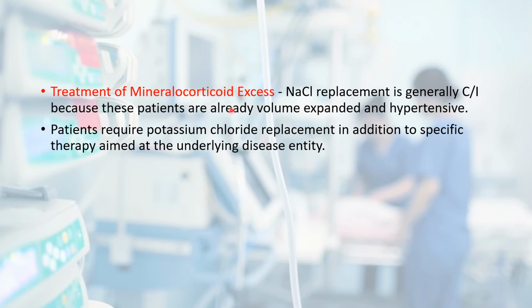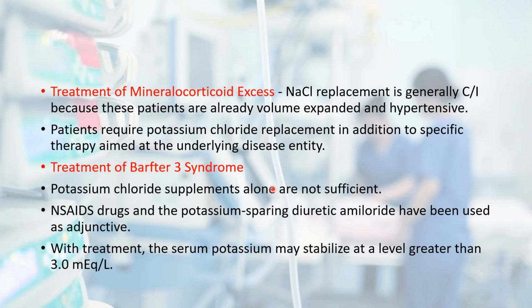In conditions like mineralocorticoid excess, sodium chloride replacement is generally contraindicated because these patients are already volume expanded and hypertensive. Such patients require KCl replacement in addition to specific therapy aimed at the underlying disease. Secondly, in treatment of Bartter syndrome, KCl supplements alone are not sufficient. In such cases, NSAIDs and potassium sparing diuretics can be given as adjunct therapy, and with treatment the serum potassium may stabilize to a level greater than 3 milliequivalents per liter.